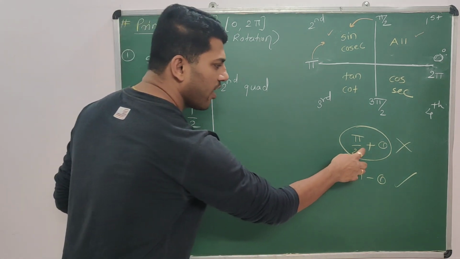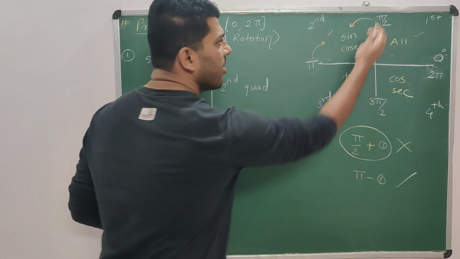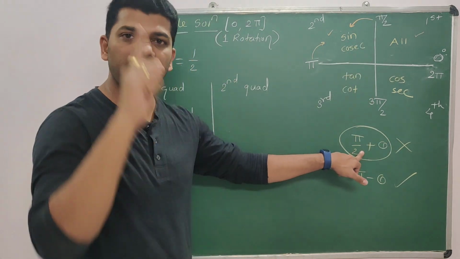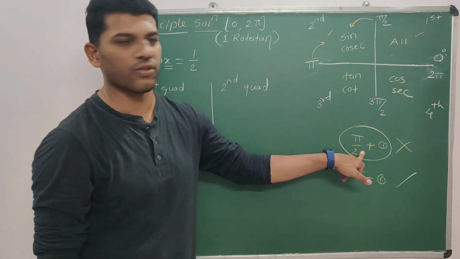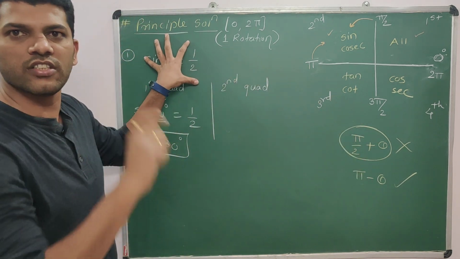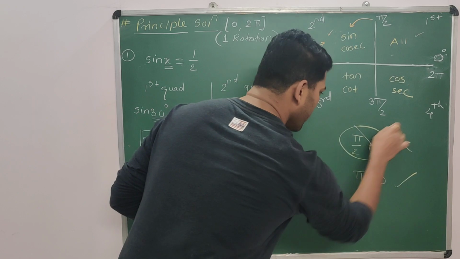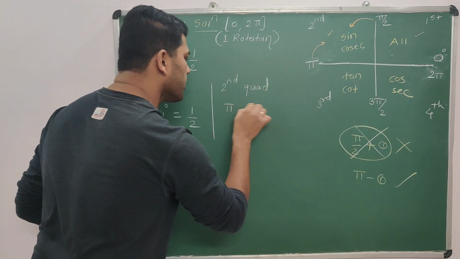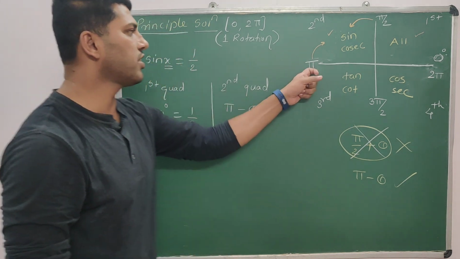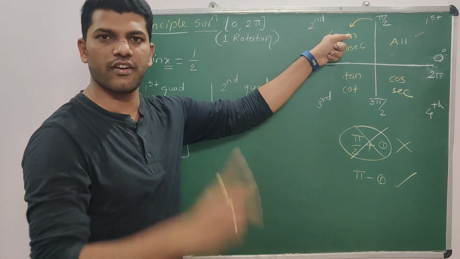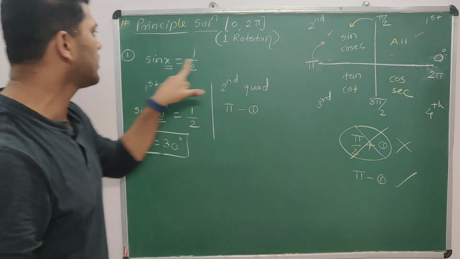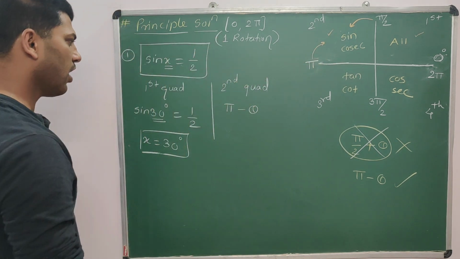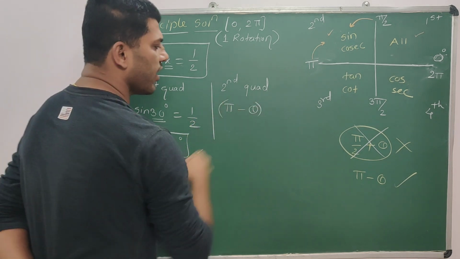That's why I am neglecting this entry into the second quadrant using 90 plus theta, because 90 changes the trigonometric ratio and I don't want to change this trigonometric ratio. So let's neglect this one, and I am considering this pi minus theta case. Pi minus theta means second quadrant, and in second quadrant sine is positive and our value of sine is also positive. Now how to solve this allied angle case?